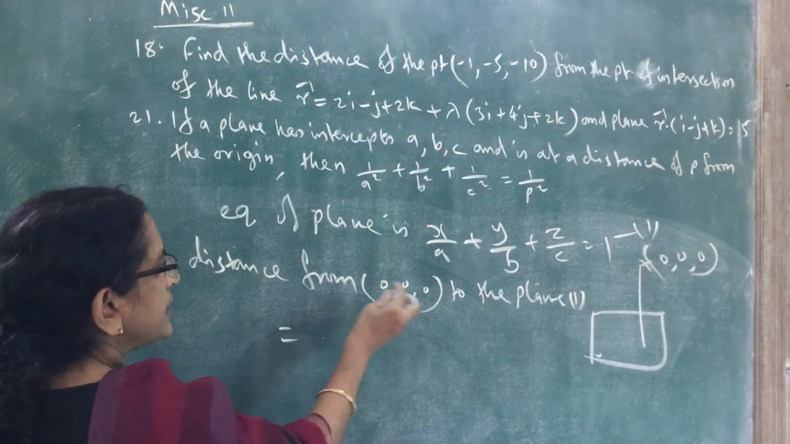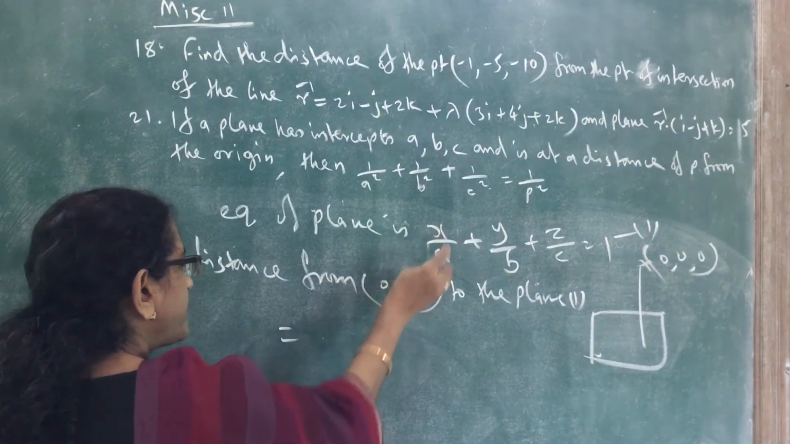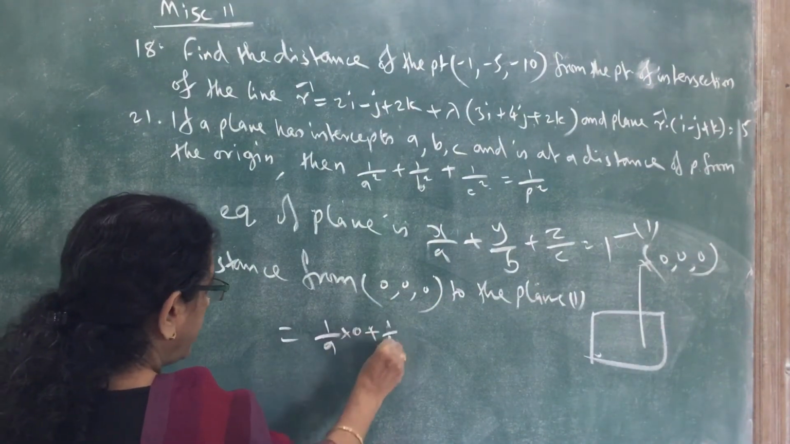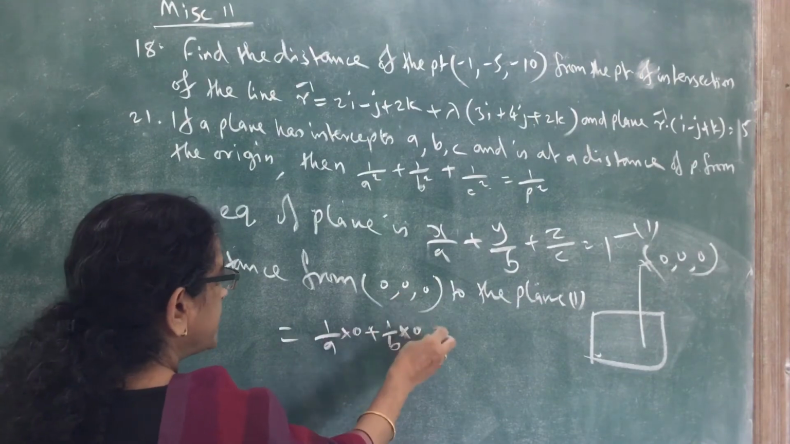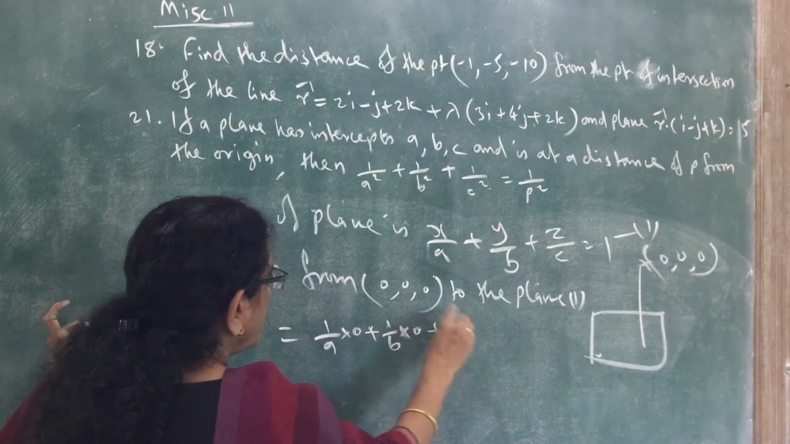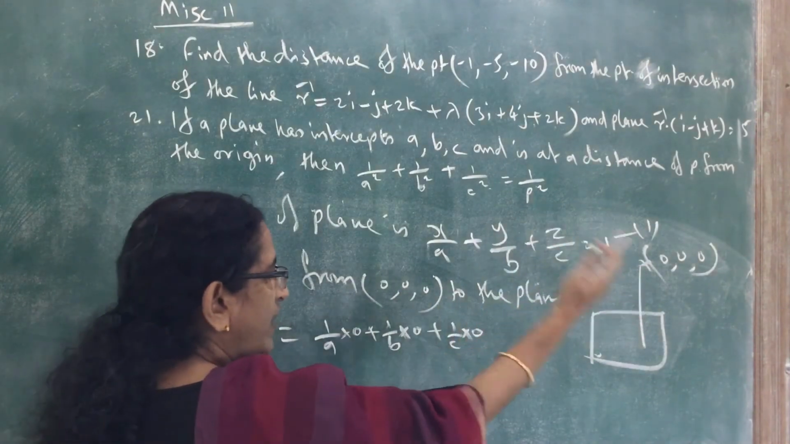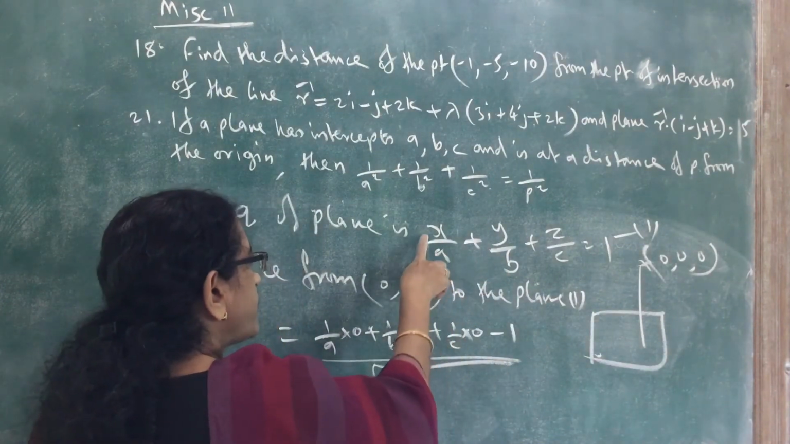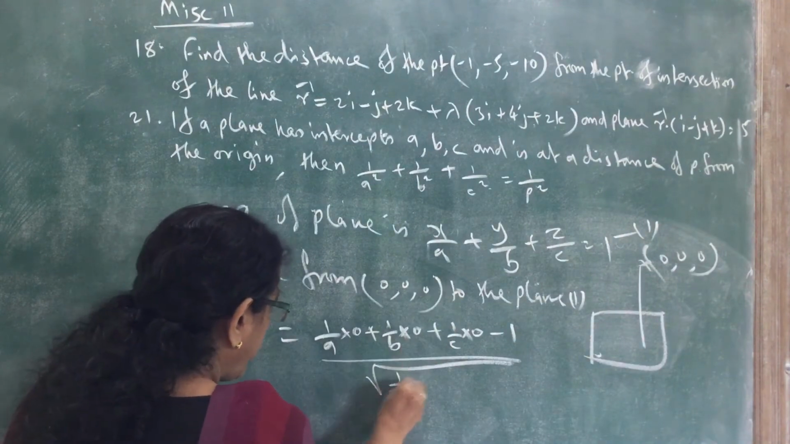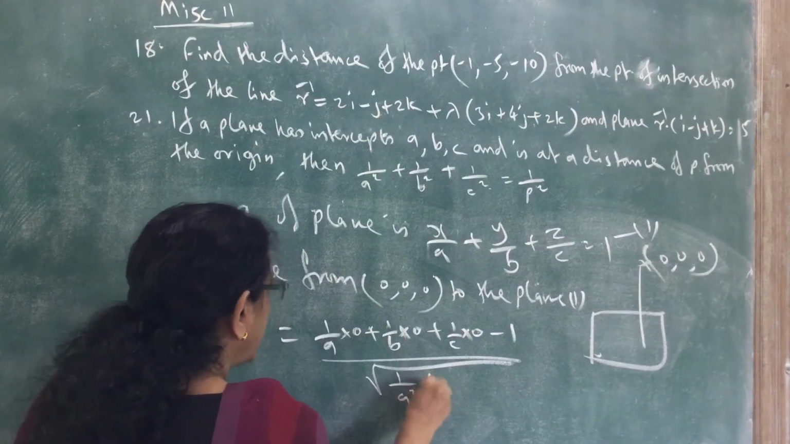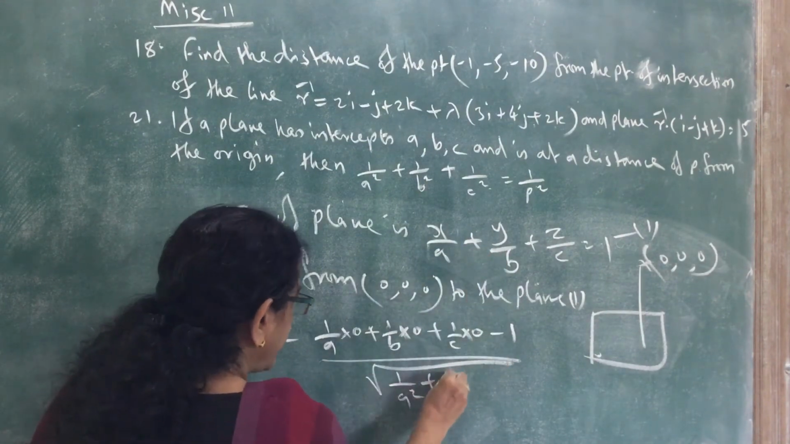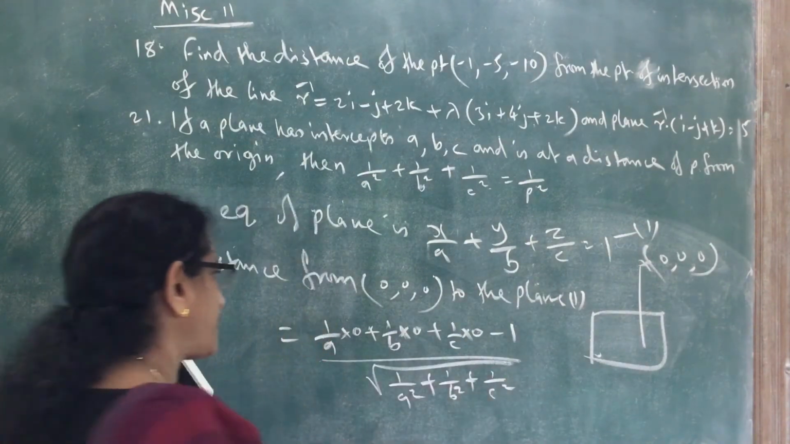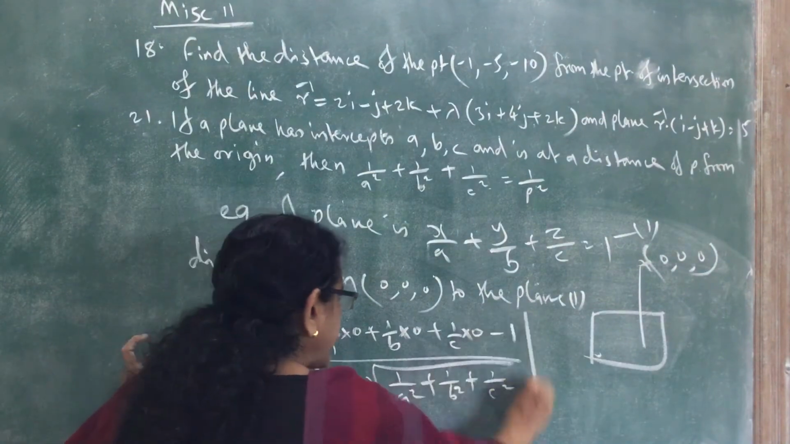So that is the coefficient of x, 1 by a, into 0, plus 1 by b into 0, the y coordinate, plus 1 by c into the z coordinate 0. Then take 1 to this side, minus 1, by root of the coefficient of x squared, 1 by a square, 1 by b whole square, that is 1 by b square, 1 by c whole square, that is 1 by c square. Modulus value, this is the distance.